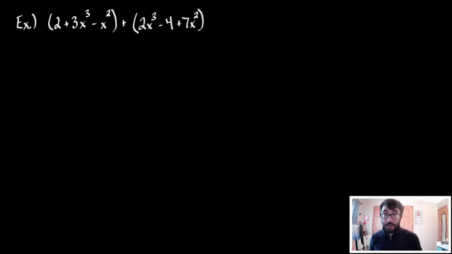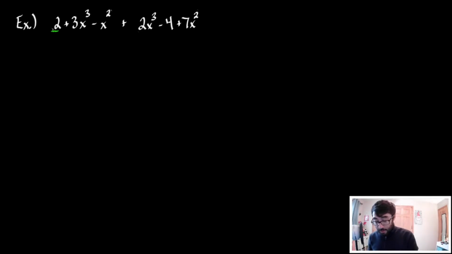cubed minus x squared, so we have one polynomial there, plus 2x cubed minus 4 plus 7x squared. If we wanted to add these, all we're doing is combining like terms. And if you really wanted to, whenever you're adding, you can actually get rid of these parentheses if it comes with it. If it was subtraction, that's a little bit different. We'll be covering that in just a second. But with addition, really all you have to do is combine like terms.